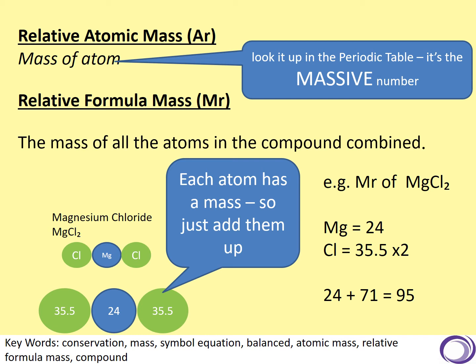In this case, we've got 24 plus 35.5 times 2, making it 71, add those 2 together and we get 95. This is often the starting point of lots of more complex calculations, but it can be simply worth 1 or 2 marks just in its own, either in a calculation or as a separate question. So we need to be able to practice and do this.